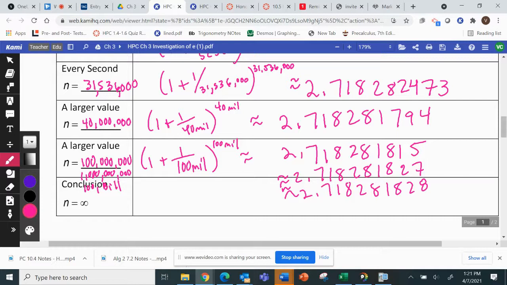Okay, that gave me an answer. 2.718281828. Okay, I'm going to be done at this point. Why can I be done? Oh, it's repeating. So if I do anything bigger, it's going to keep repeating. So it's approaching this number.